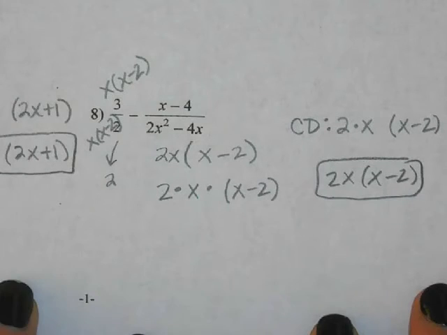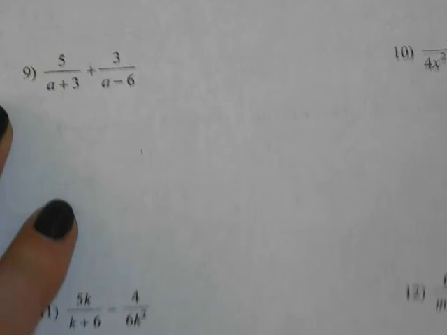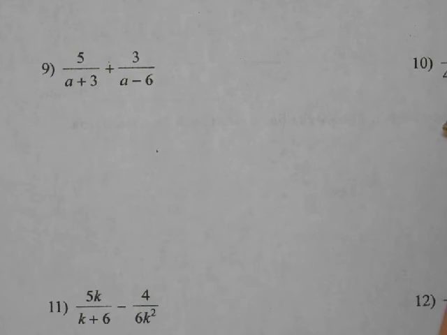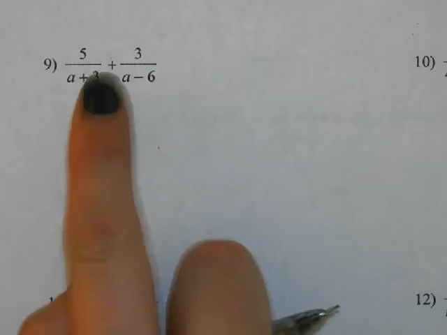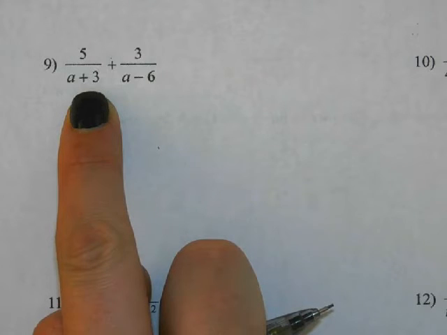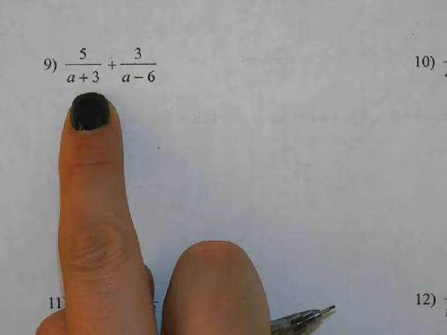All right, go ahead and flip your paper over. Now, look at these denominators. Can you factor a plus 3? No, that's like a group on its own, right? That kind of looks like a factor already.